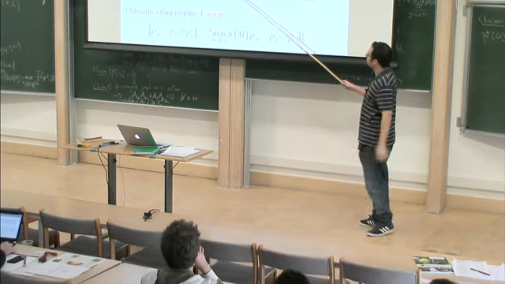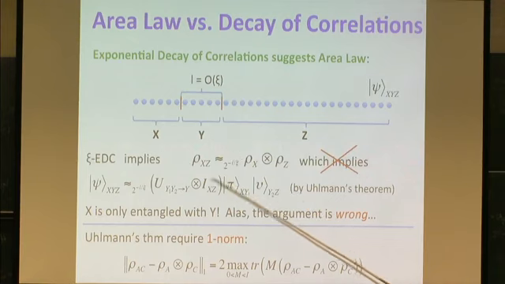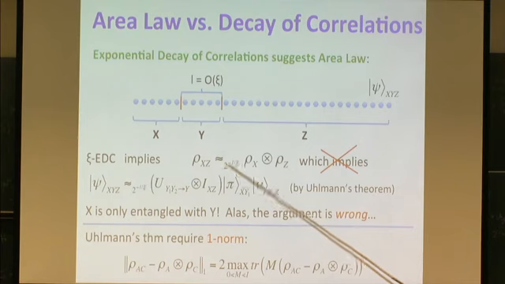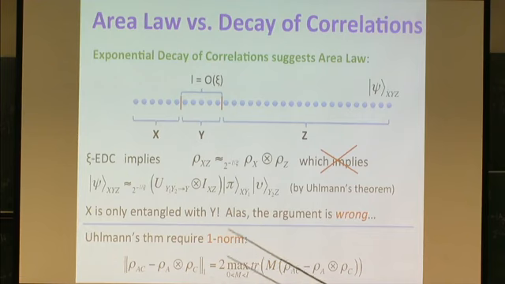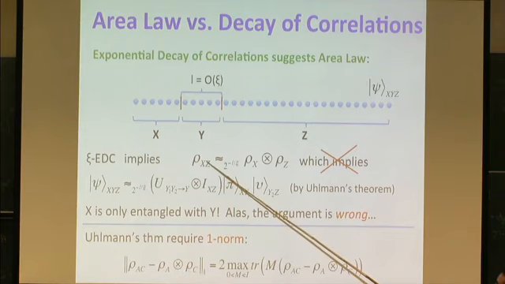And the reason is because I was a bit misleading here, right? I just said that they are close, but they're close in the wrong sense. To apply Uhlmann's theorem, we can apply it when they are just close, but we need one norm. We need trace distance. So if actually rho XZ was close in trace distance to this product state, this would work. But it's not the case.